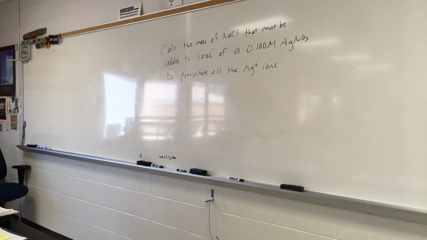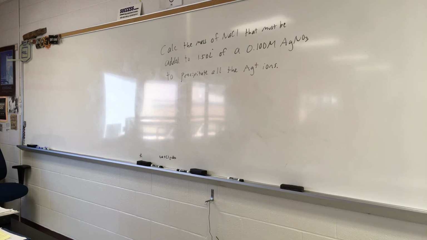It wants to make sure you add enough NaCl to get all the silver ions from the reactant into the product. So you need enough salt to do that, you need enough Cl minus. So I would write out the balanced equation first, and then go from there. NaCl plus AgNO3 yields AgCl plus NaNO3. It's all balanced 1 to 1 to 1 to 1. This is not tricky that way.